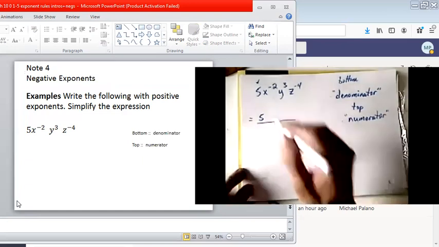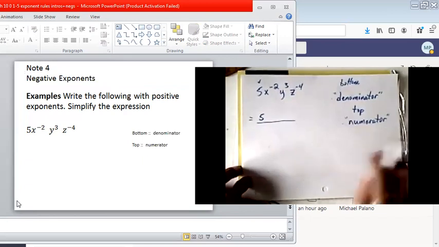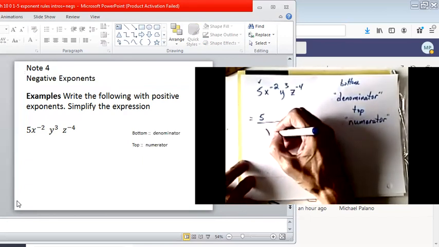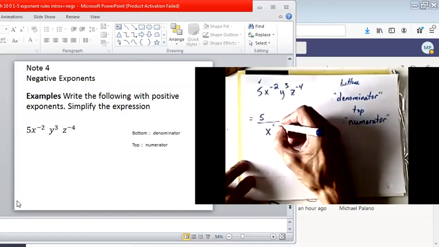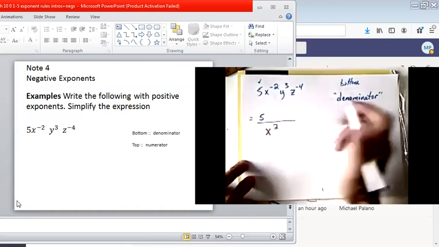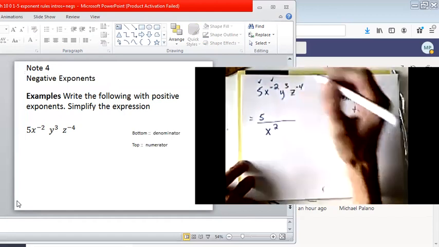All right, so going back to the question, you said x to the minus 2 goes to the bottom, and I agree. That's correct. It goes to the bottom, and it's no longer negative. The negative is gone. So it stays positive like that. It's good.